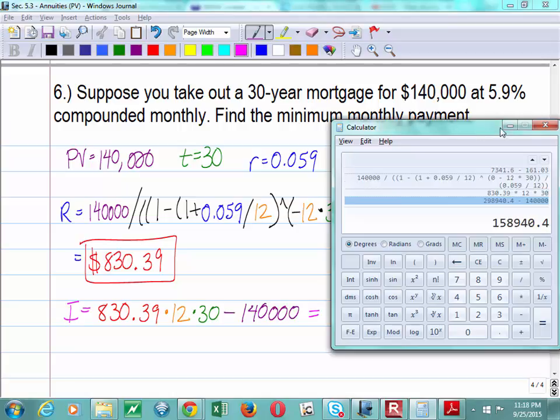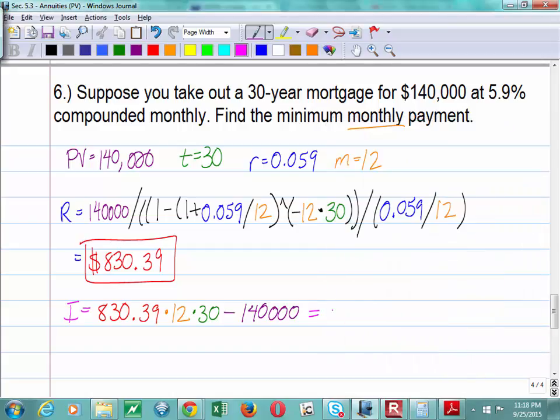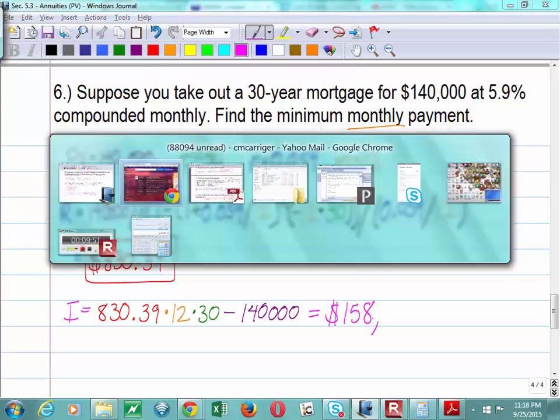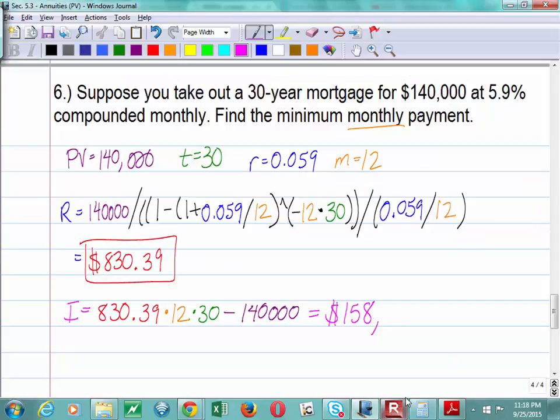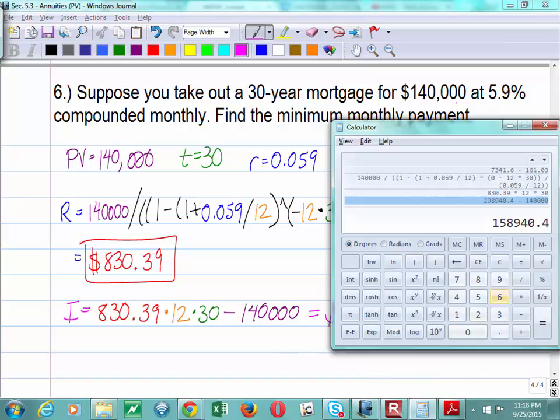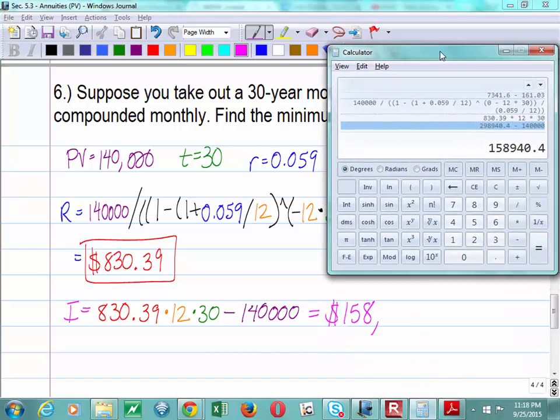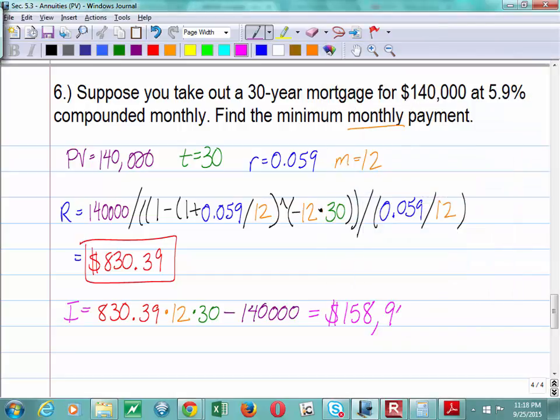So $158,940.40 worth of interest. This is why you want to try to pay off your house as soon as possible. And hey, at least at the end of all this you have a house to show for it, unlike if you're renting.